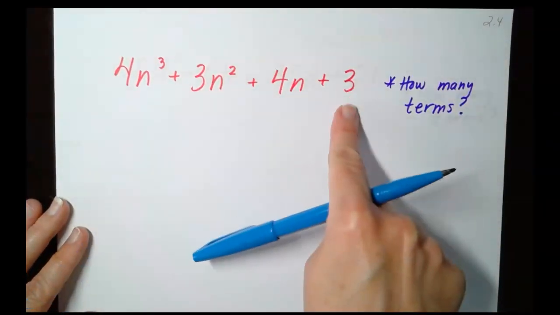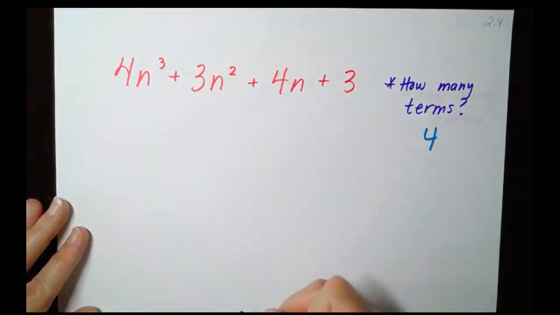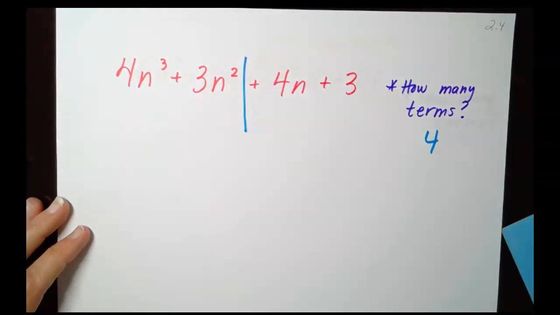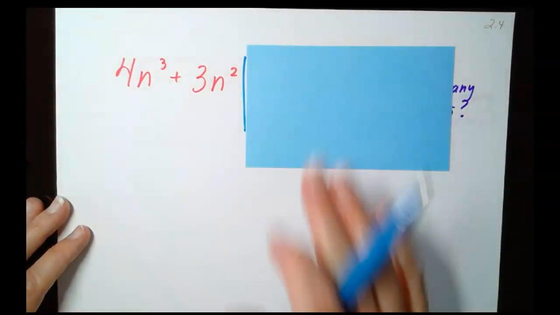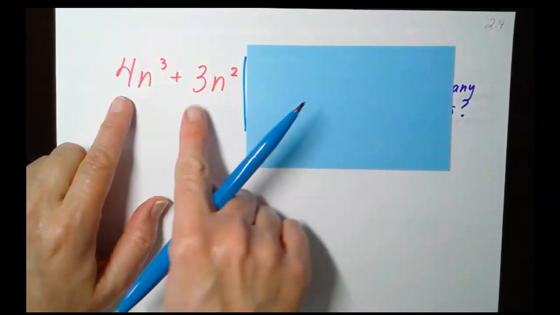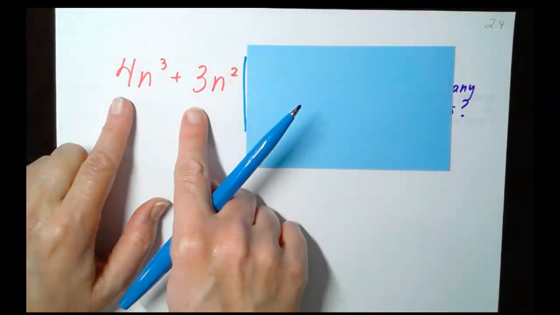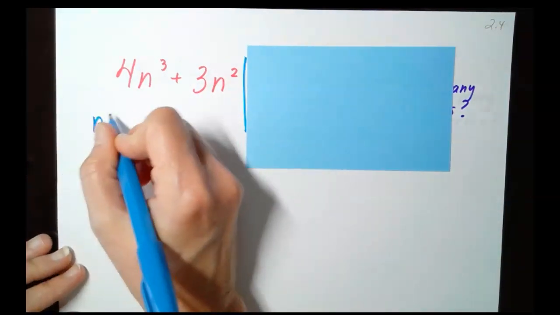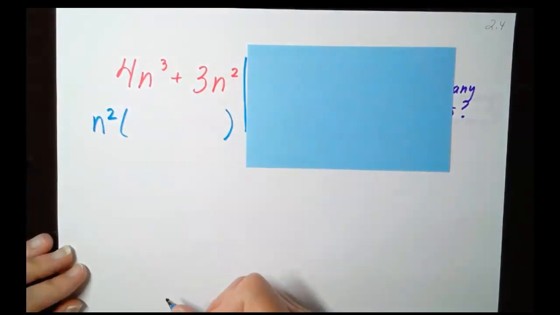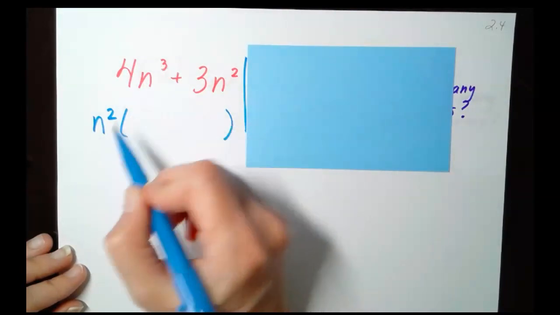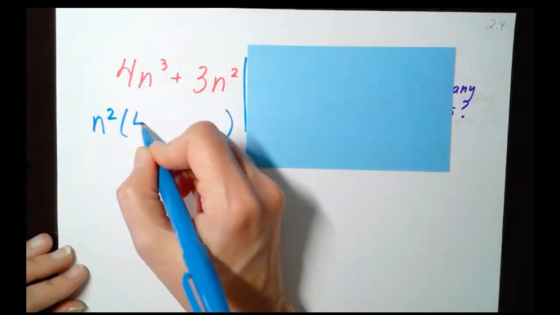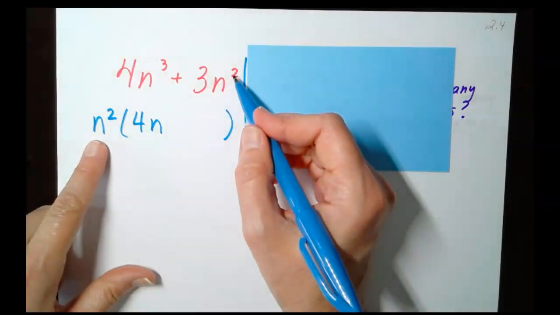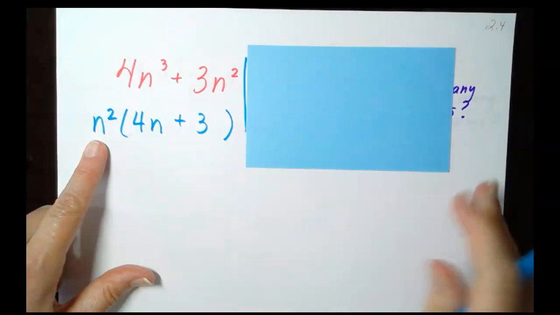1, 2, 3, 4. How many terms? 4. We're going to split them down the middle, and we're going to take out the greatest common factor in the first 2 terms. A 4 and a 3 have nothing in common, but n cubed and n squared both have at least 2 powers of n. So 4n cubed divided by n squared is 4n. 3n squared divided by n squared is 3.